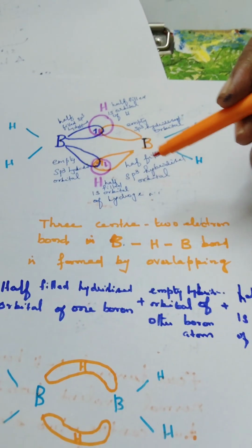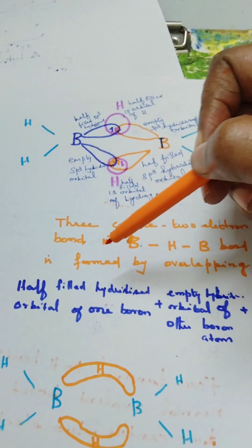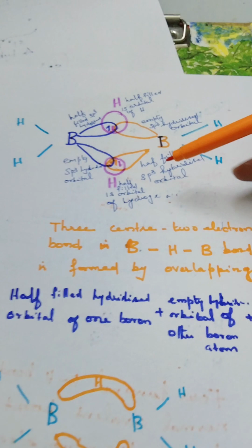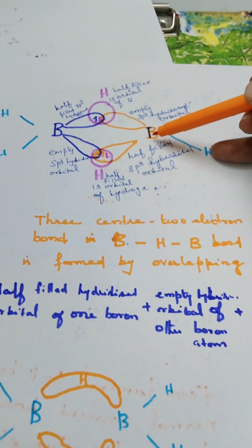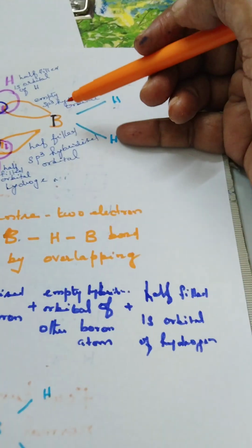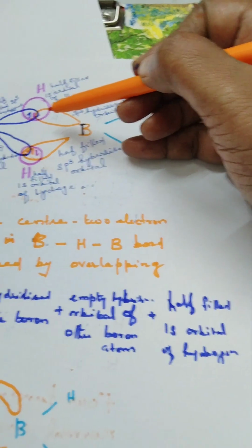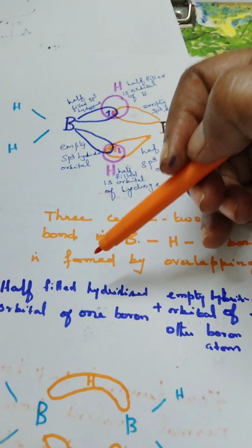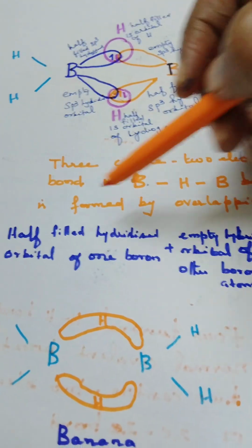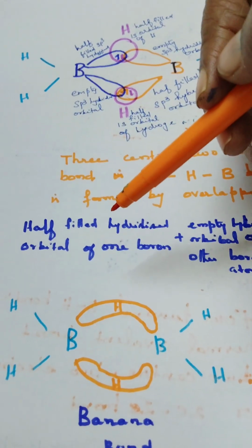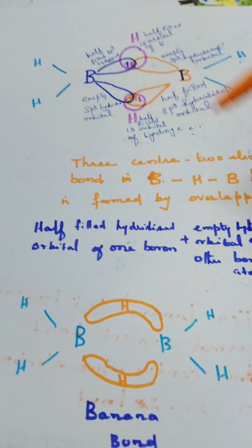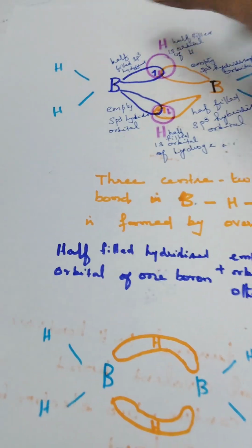How is it present? By overlapping of the half-filled hybridized orbital of one boron, this one is half-filled, then the empty hybridized orbital of another boron, and the half-filled 1s orbital of hydrogen. These 3 combine to form a bridged bond. Actually, the structure of the bridged bond is banana shaped. That's why the bridged bond is called a banana bond. This is the structure of diborane.